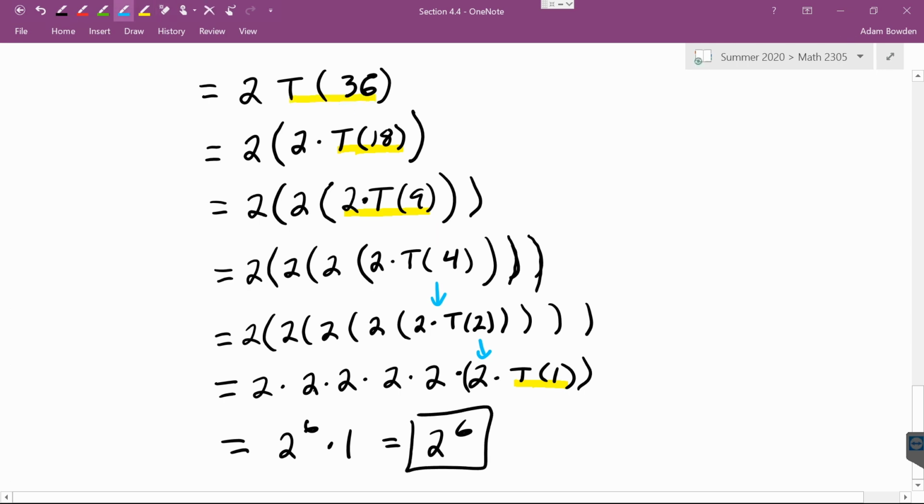So this is how we can go through the recursion backwards, starting from t of 36, 2 times t of 18, 2 times t of 9, 2 times t of 4, 2 times t of 2, and then it all multiplies together from there.